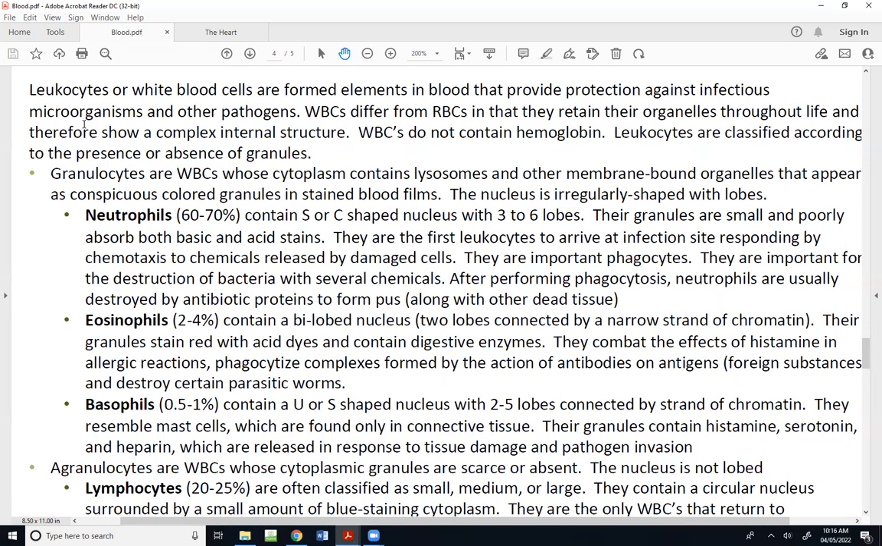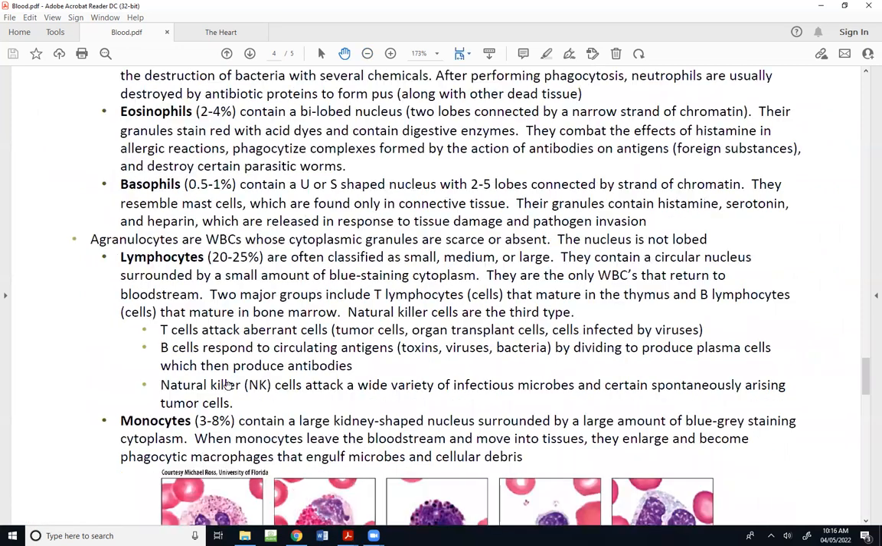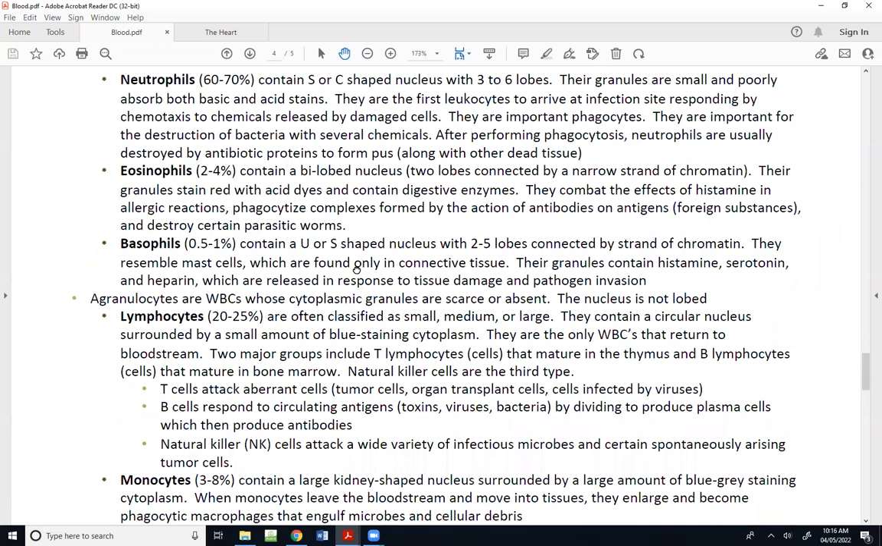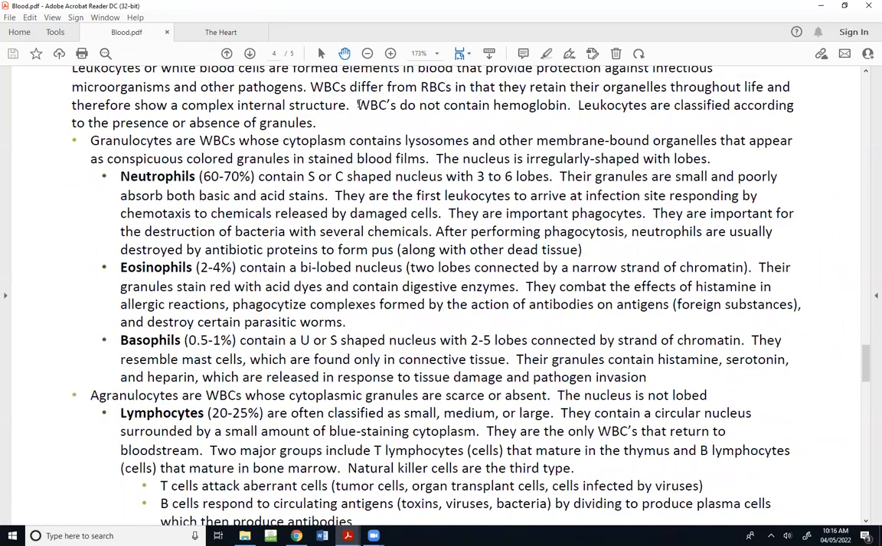White blood cells differ from red blood cells in that they retain their organelles throughout their life, so they still have the nucleus at the center, along with several other organelles. We can see that all in the pictures there in the middle of the page. What you do not see in white blood cells is hemoglobin. So white blood cells have no role in the carrying of oxygen or carbon dioxide.